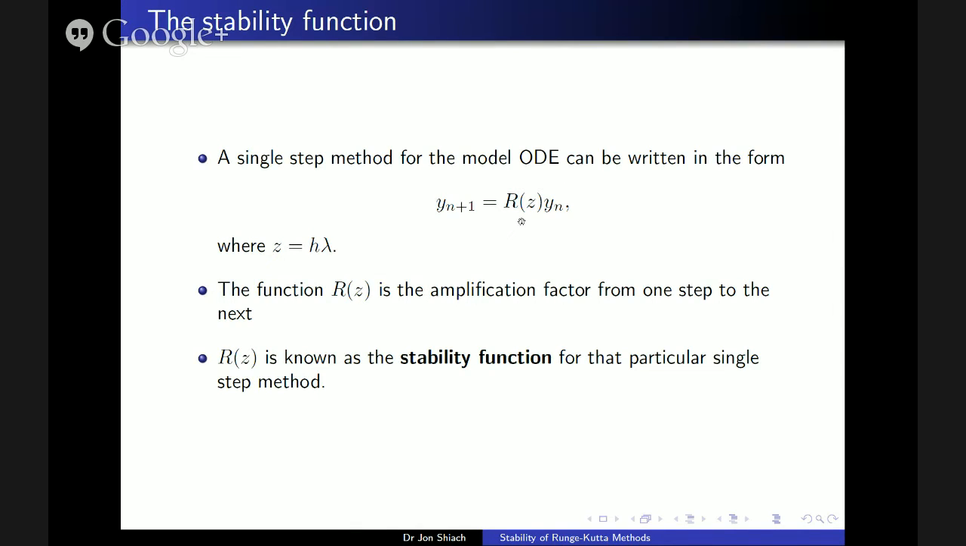So this R(z) will tell us whether a scheme is stable or not. How R(z) behaves tells us whether a scheme will be stable, and R(z) is what we call a stability function. So in order to determine whether a scheme is stable, we need to derive R(z).